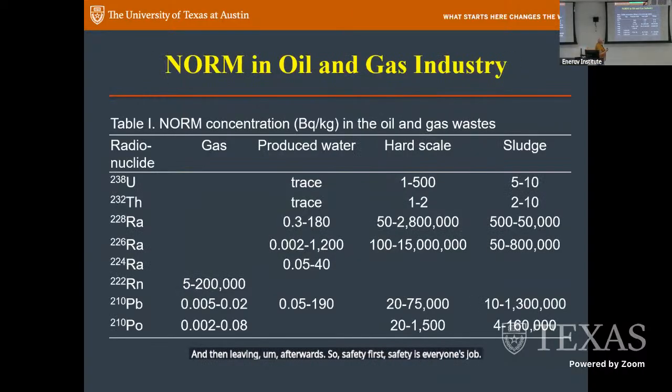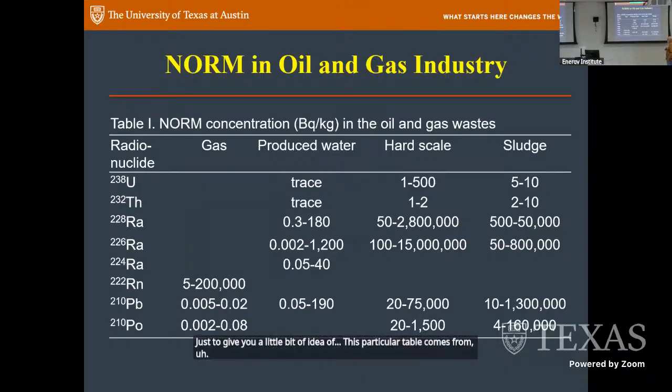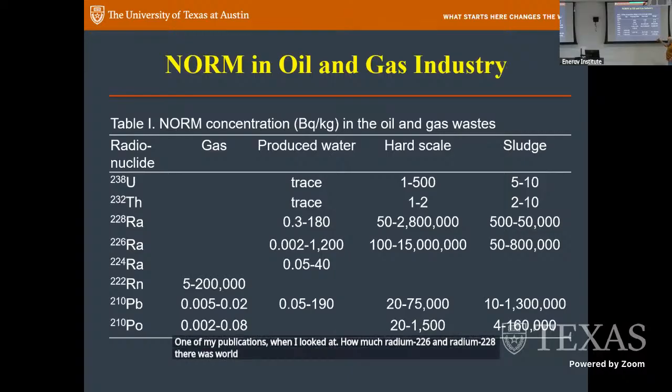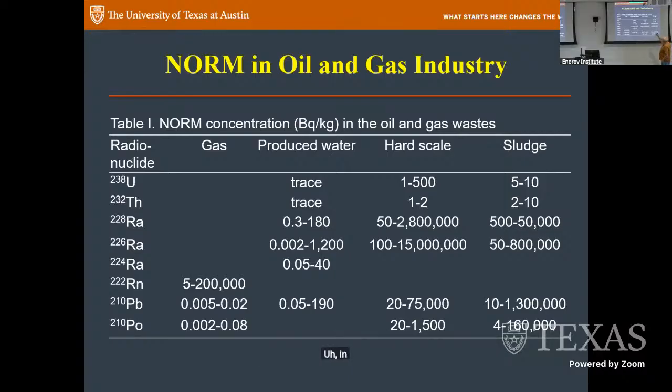Just to give you a little bit of an idea, this particular table comes from one of my publications, when I looked at how much radium-226 and radium-228 there was worldwide in gas, in produced water, in hard scale, and in sludge. This is given in becquerels per kilogram, which is a standard way of giving these types of units.